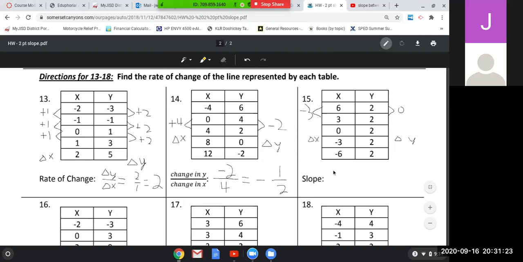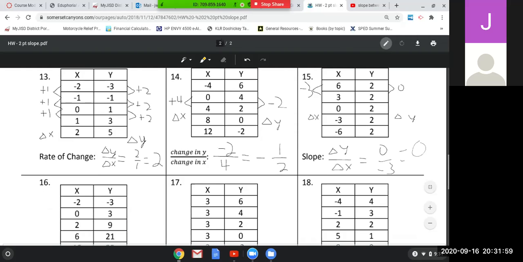So slope is delta y over delta x. And that just equals 0 over a negative 3. And 0 divided by negative 3 just equals 0. So this has a slope of 0.